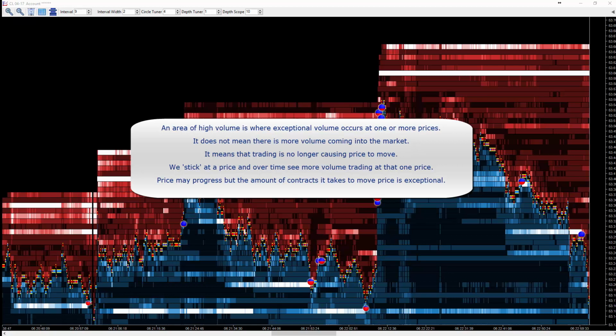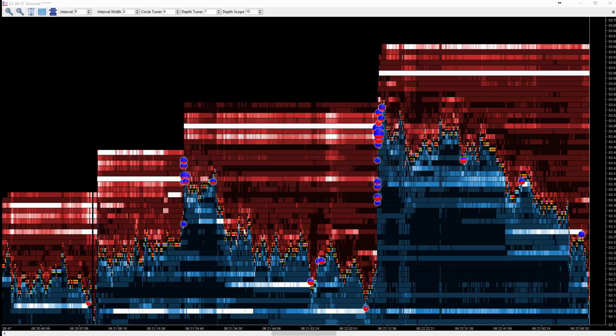We see high volume areas in the market when trading no longer causes price to move, or when it takes a lot more trades to move through each price. So on crude here, we might average 40 contracts to move through each price, but then something changes and now it's taking 200 contracts to move through each price, and that's exceptional volume.